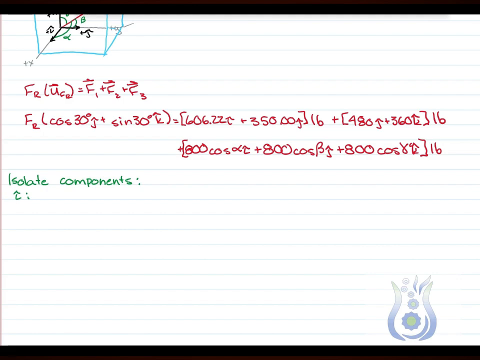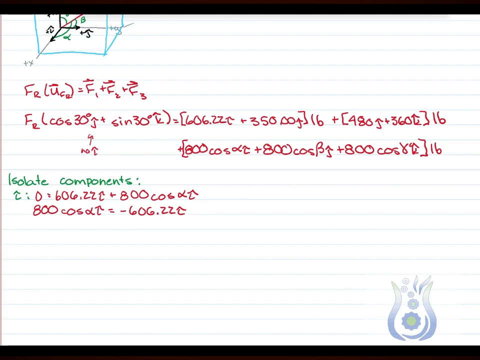So to start with the i, on the left-hand side, which is our resultant force, there's no i component, so we'll have 0. And then on the right-hand side, we have the i component in the first vector, which is 606.22 i caret, plus the i component in the third vector. There's no i component in the second, so that's plus 800 cosine alpha i caret.